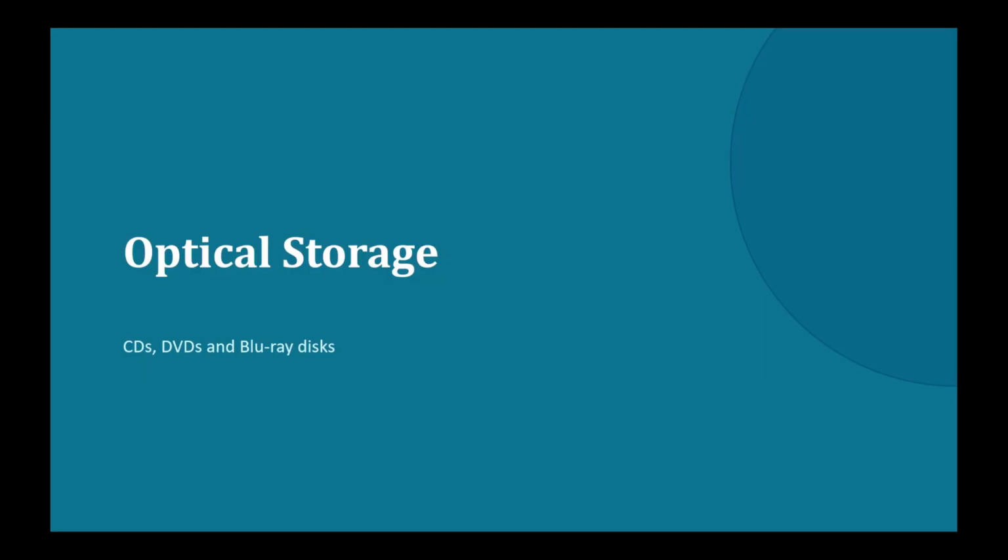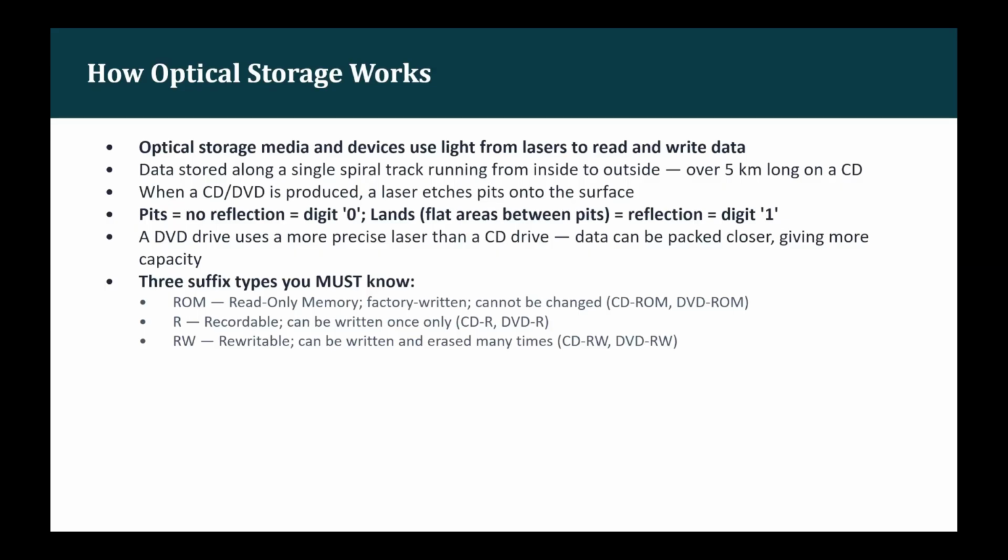Now we will look at optical storage. For example, optical storages are CDs, DVDs and Blu-ray discs. So let's see now how optical storage works. Optical storage media and devices use light from lasers to read and write data. Data is stored along a single spiral track running from inside to outside, over 5 km long on a CD.